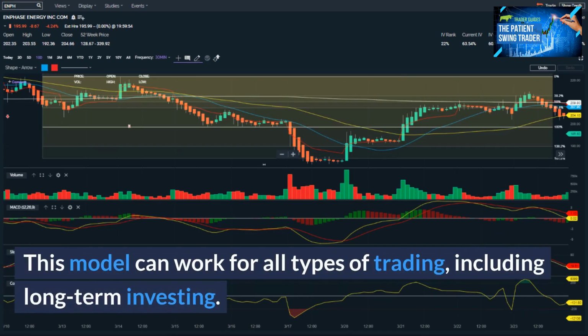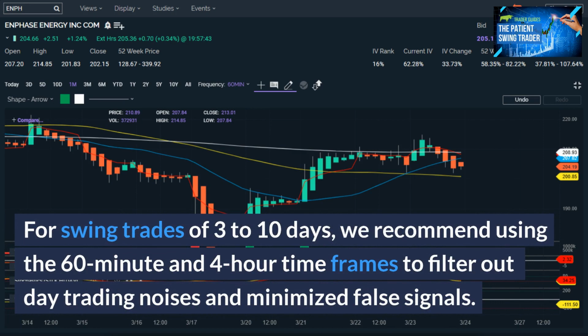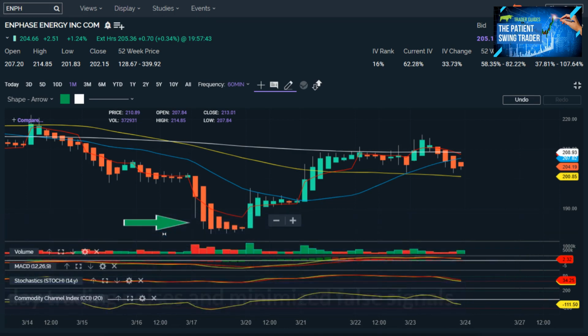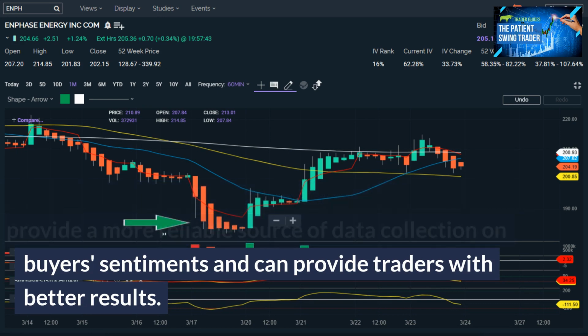This model can work for all types of trading, including long-term investing. For swing trades of 3 to 10 days, we recommend using the 60-minute and 4-hour time frames to filter out day trading noises and minimized false signals. These higher time frames have been known to provide a more reliable source of data collection on buyers' sentiments and can provide traders with better results.